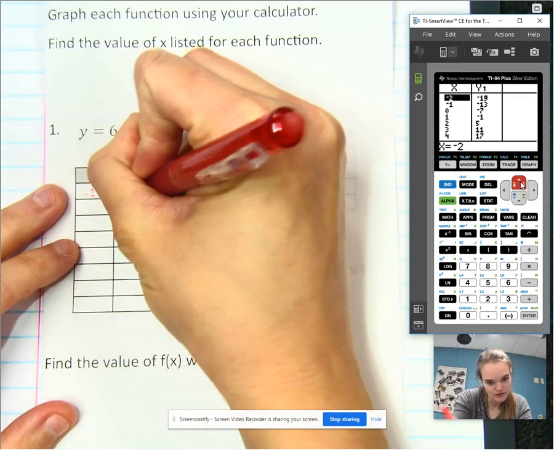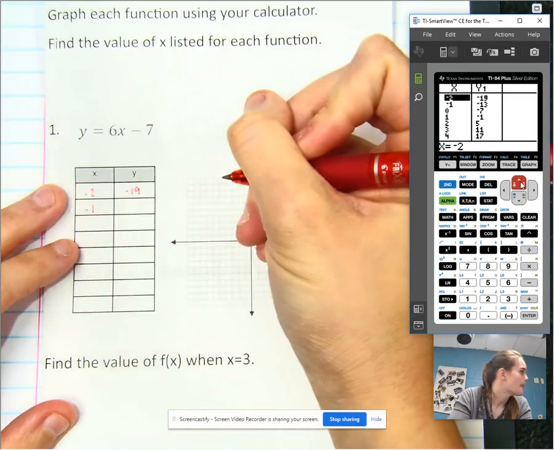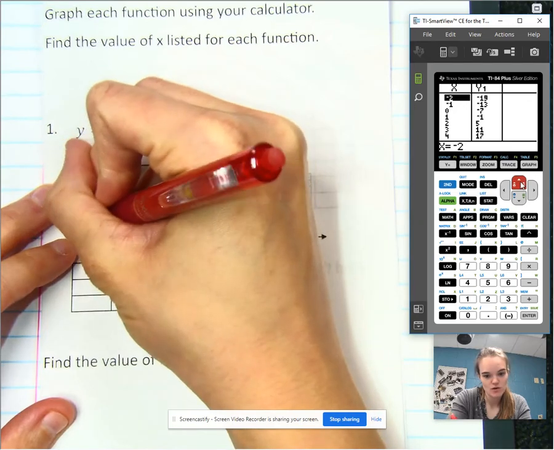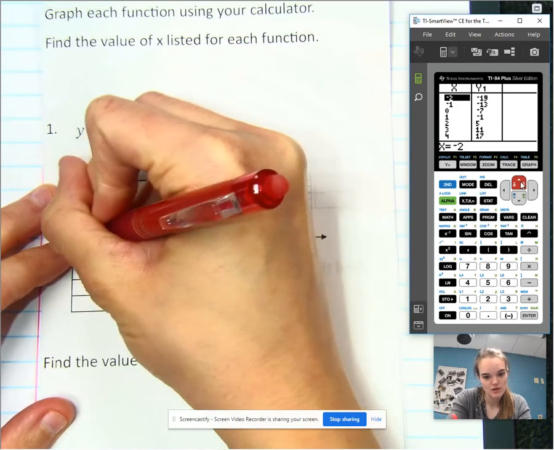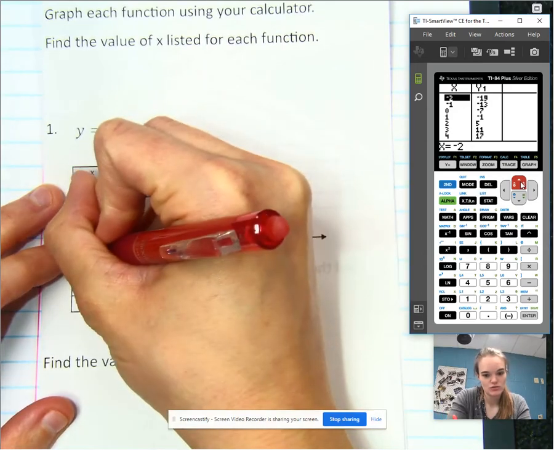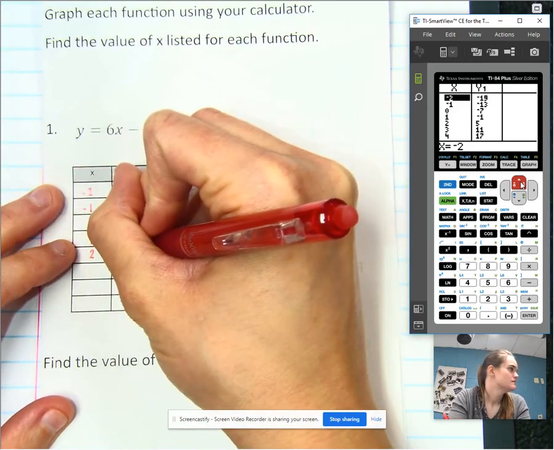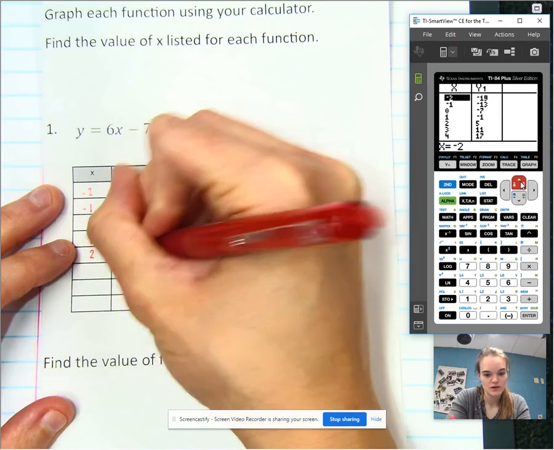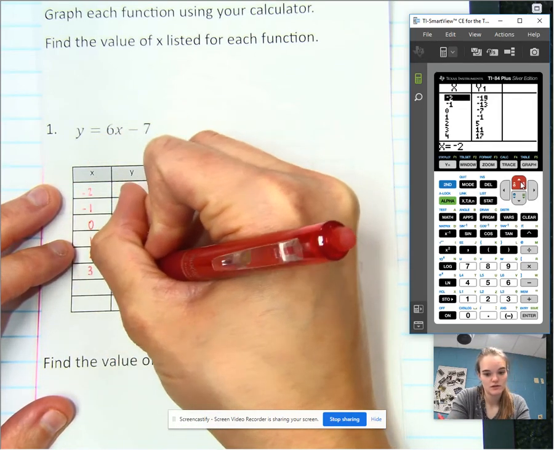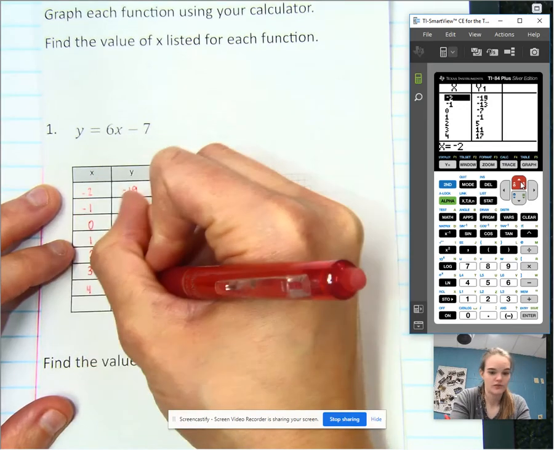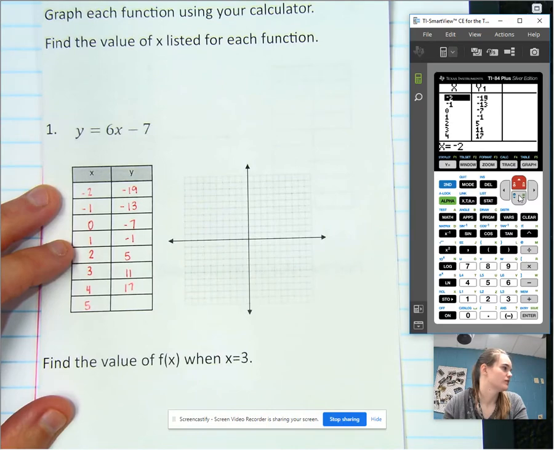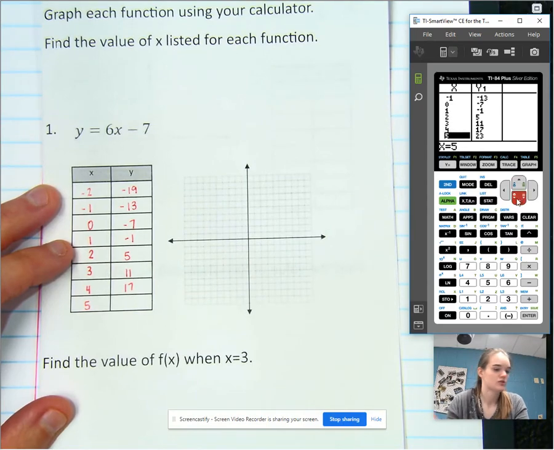-2, -19. -1, -13. 0, -7. 1, -1. 2, 5. 3, 11. 4, 17, and 5. We'll have to take our arrows and go down to see what 5 is. 23.